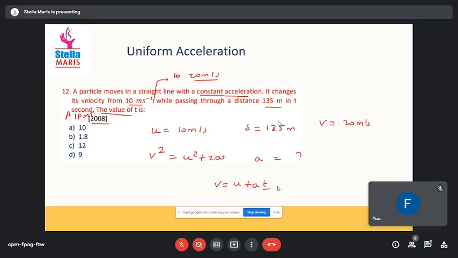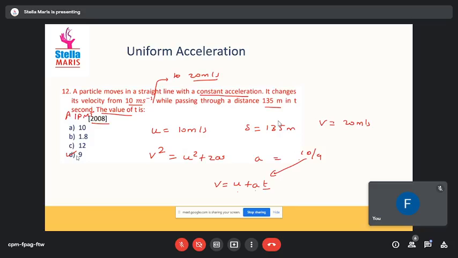So what is the answer? Come on, you can do this question. Sir, 10 by 9, acceleration. Very good. Acceleration is 10 by 9. So employ that in this equation. You know v, you know the acceleration, you don't know only the time, so you can find out the time. Sir, 9 seconds. Very good. 9 is the correct answer.